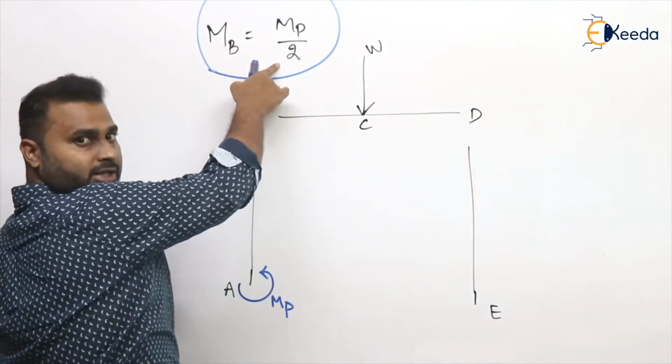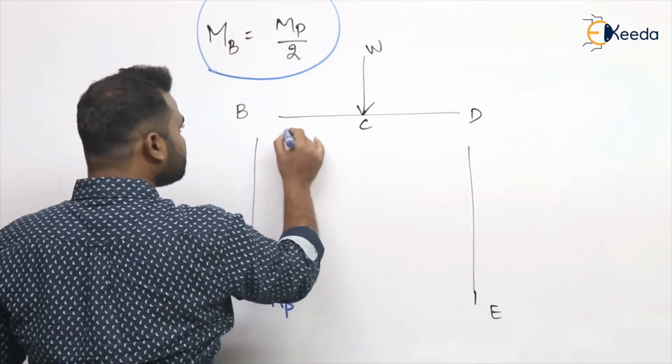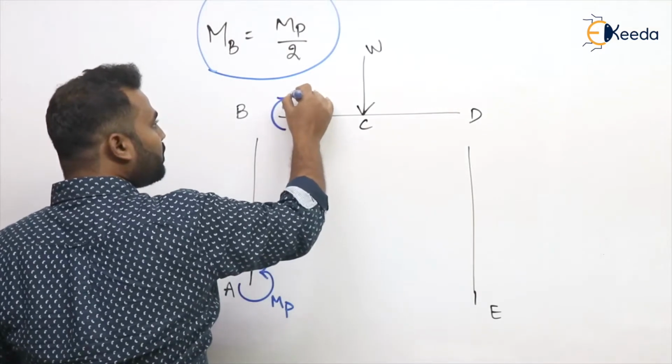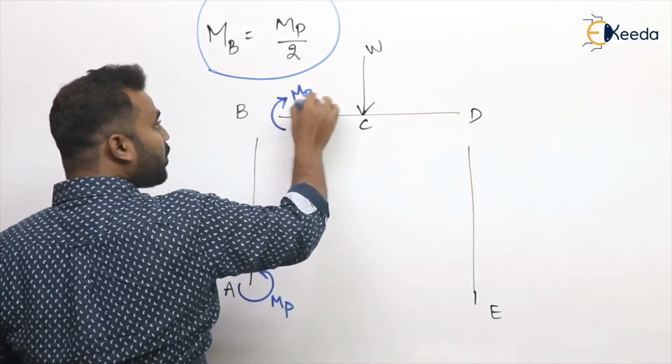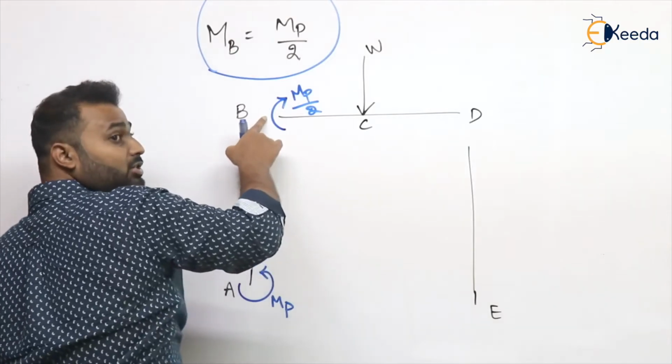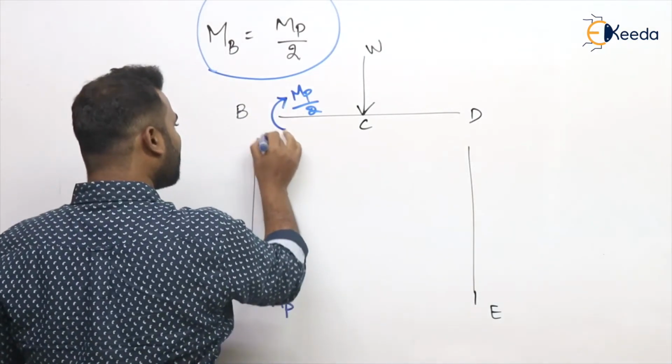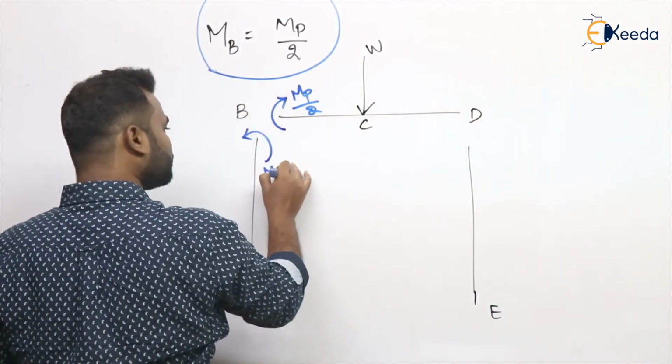MP by 2, right? So here the moment value is MP by 2 in the clockwise direction. See here, directions are also very important. Obviously it should be anti-clockwise, MP by 2.